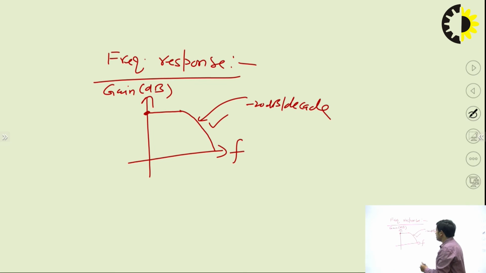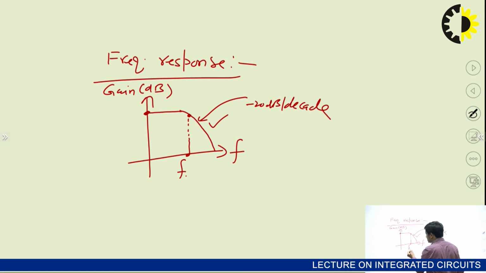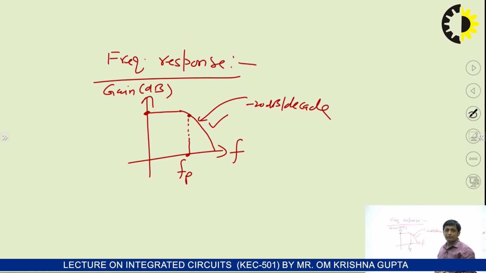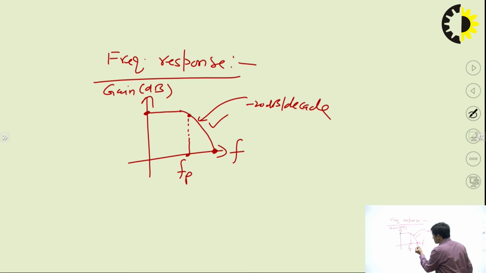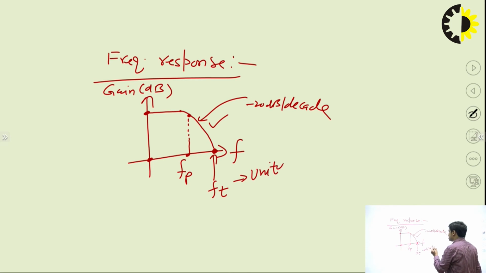Fine. And here there are two important frequency terms. One is the minus 3 dB frequency. Let's say this frequency is FP. FP is the dominant pole frequency, that is the minus 3 dB frequency. And another frequency of interest is this one. Let's say this frequency is FT. So we can see that at FT the gain is 0 dB. So we can say that this FT is basically the unity gain frequency.